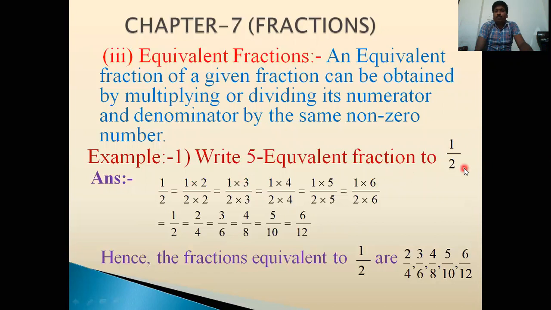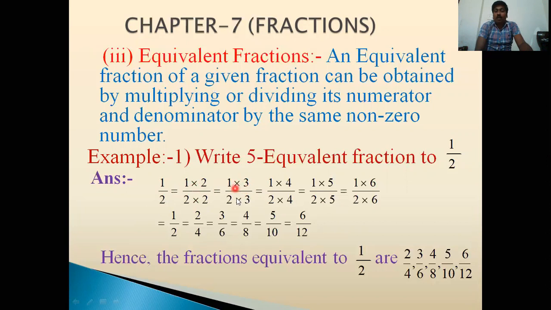Write 5 equivalent fractions to 1 by 2. How can we write 5 equivalent fractions? This is very simple, 1 by 2. Firstly, the given fraction can be obtained by multiplying or dividing the numerator and the denominator by the same number. Here it should be the same. Firstly we multiply by 2: 2 ones are 2, 2 twos are 4, so 2 by 4.